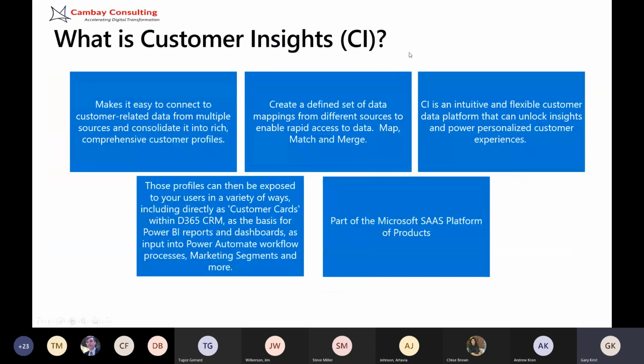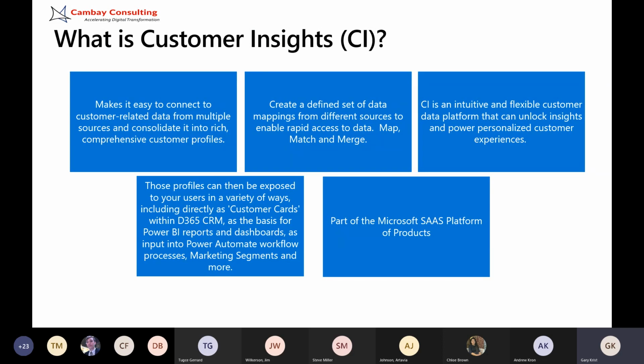So a little bit of an overview. What is Customer Insights? The intent of Customer Insights is to make it easy to connect customer-related data from multiple sources and consolidate it into one view or customer profiles. And that's an area that people struggle with, all this disparate data.